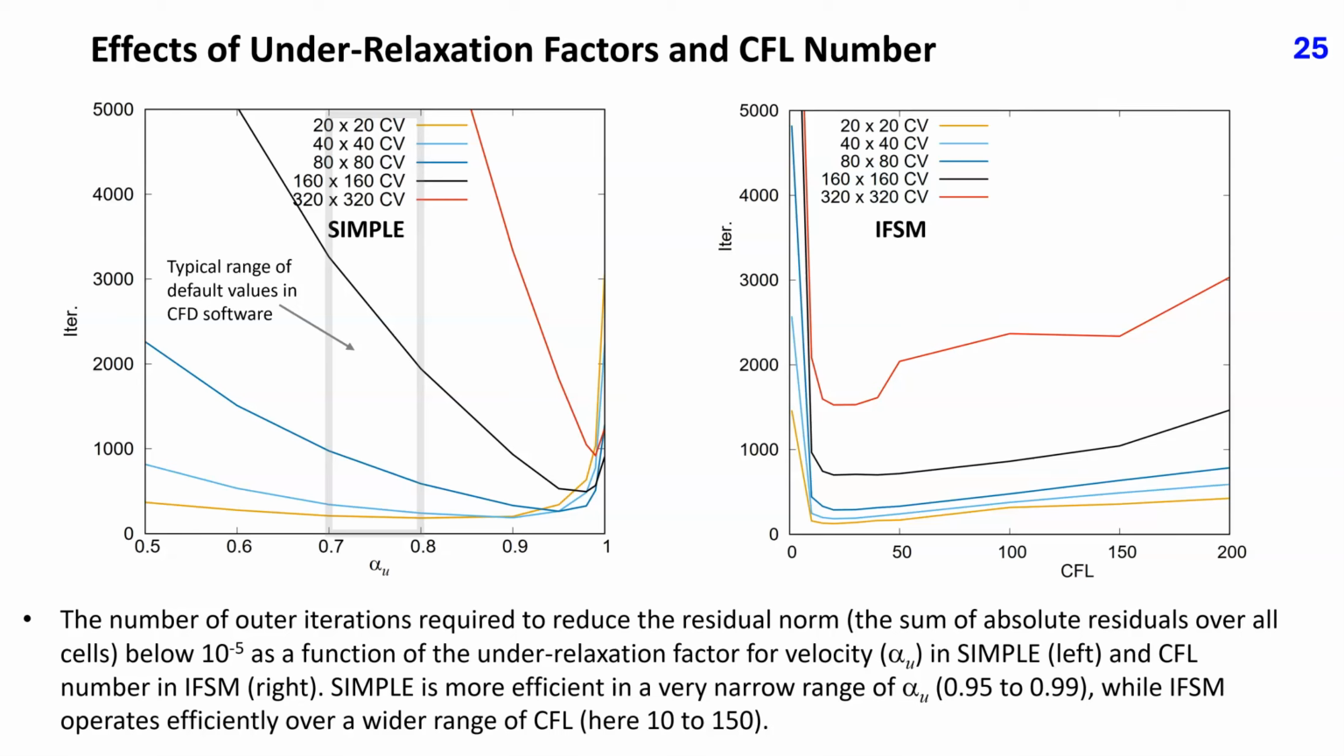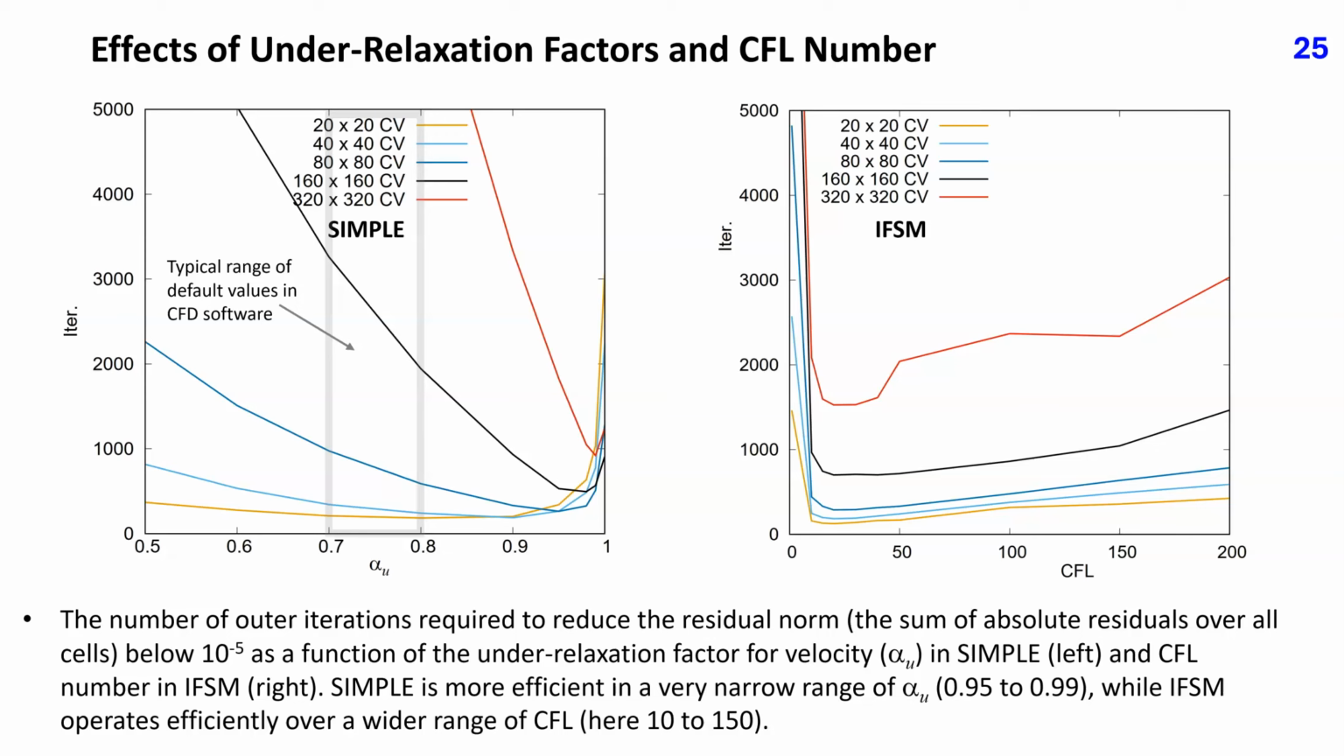In the SIMPLE algorithm, two under-relaxation factors are used, one for velocities and one for pressure. We have seen how one can choose the optimum under-relaxation factor for pressure for a given under-relaxation factor for velocities. The problem in SIMPLE is that the optimal value of the under-relaxation factor for velocity is problem dependent, and therefore in most commercial CFD software the default values are rather conservative, between 0.7 and 0.8.